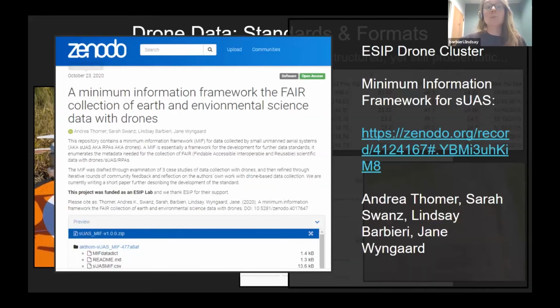This is work that we've been trying to focus on within the ESIP drone cluster, and we've created this minimum information framework for collection of earth and environmental science data with drones. The idea is: if we're going to fly drones for data collection, how should we describe the data coming off the drones, such that if I fly for agricultural production, but somebody might want to use that to answer questions about carbon sequestration, it's at least findable? That's a possible link.